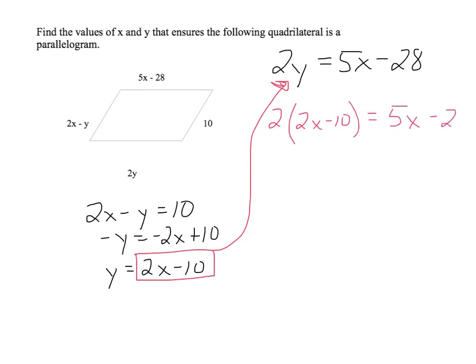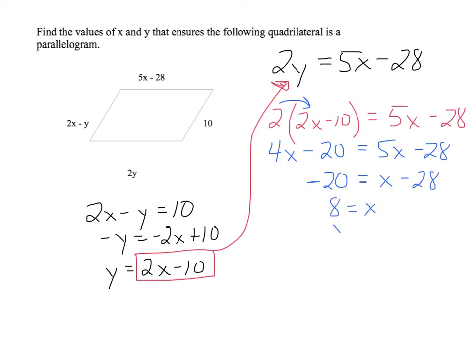When I throw it in for the y's, notice all the y's are gone now, and all I have are x's left, which means now I can solve for my x value. If I distribute the 2, I get 4x minus 20 equals 5x minus 28. I subtract 4x from both sides, so I get negative 20 equals x minus 28. Add the 28 to both sides, I get x is 8.